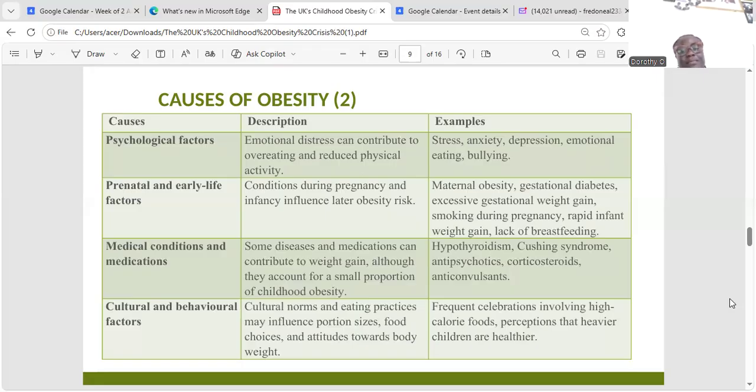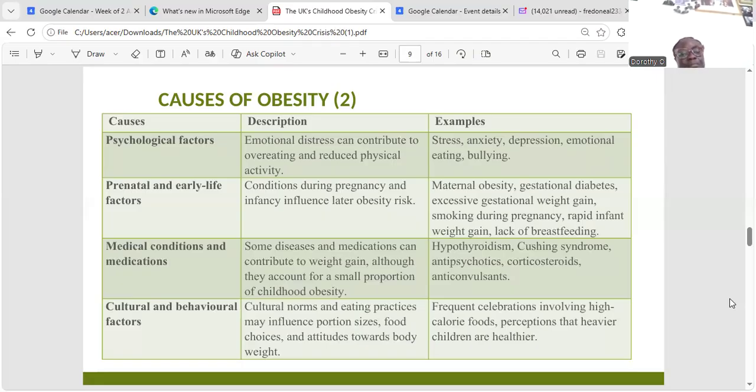Medical conditions and medications can also cause obesity. Some diseases and medications can contribute to weight gain, although they account for a small proportion of childhood obesity. Examples are hypothyroidism, Cushing's syndrome, and antipsychotics.